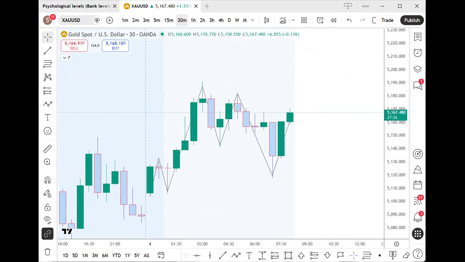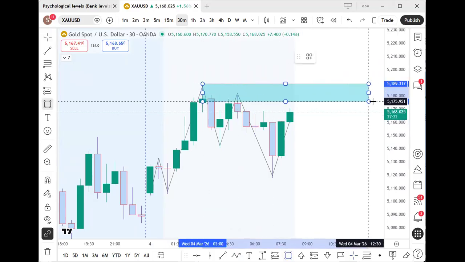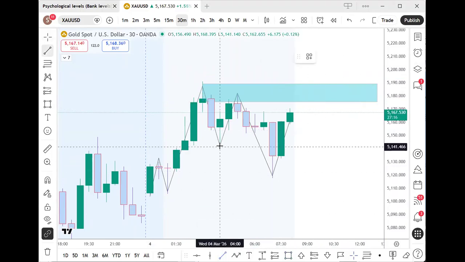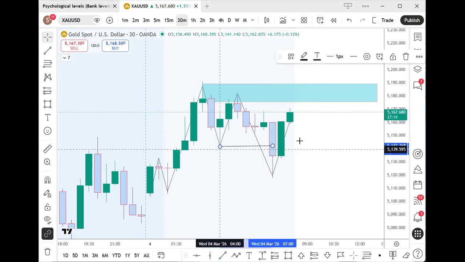So what target are we looking for? We're looking for these targets here. They're just up here, right? That's for those who are just doing a quick trade. Otherwise, this is a nice break of structure right here.